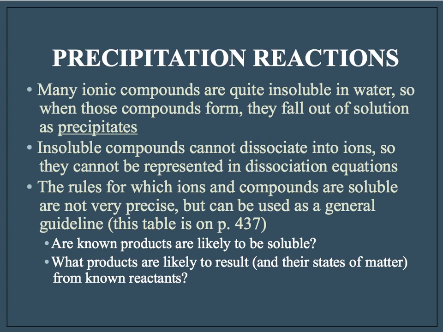Some of the things that the solubility table allows us to do is to answer the questions: are known products likely to be soluble? If we know this is what will result from a chemical reaction, how can we predict what that product will look like? And then we can also determine what products are likely to occur. And once we do that, then we can use the solubility to tell us, will that product be aqueous? Will it be solid? Will it be a gas, perhaps? Things like that.